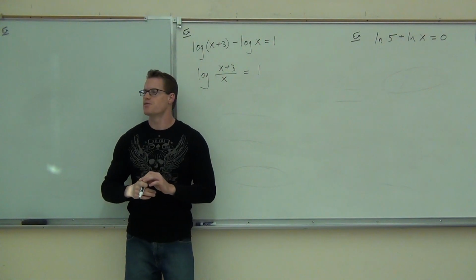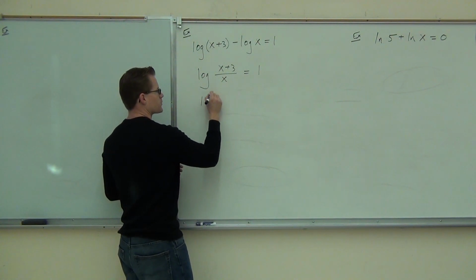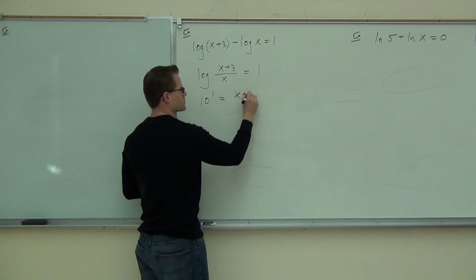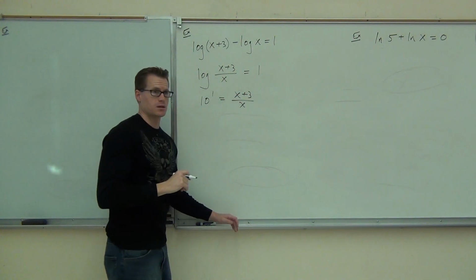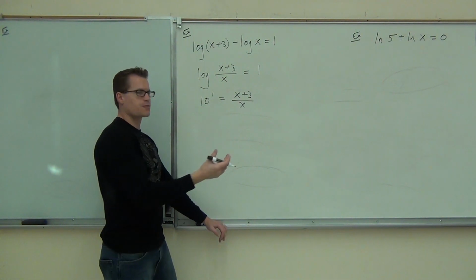Okay. Now it's time for your exponential. You need to identify the base. What's the base? 10. So we have 10 to the first power equals x plus 3 over x. Still okay. Did you all make it that far? Yes. All right. 10 to the first, that's kind of nice.